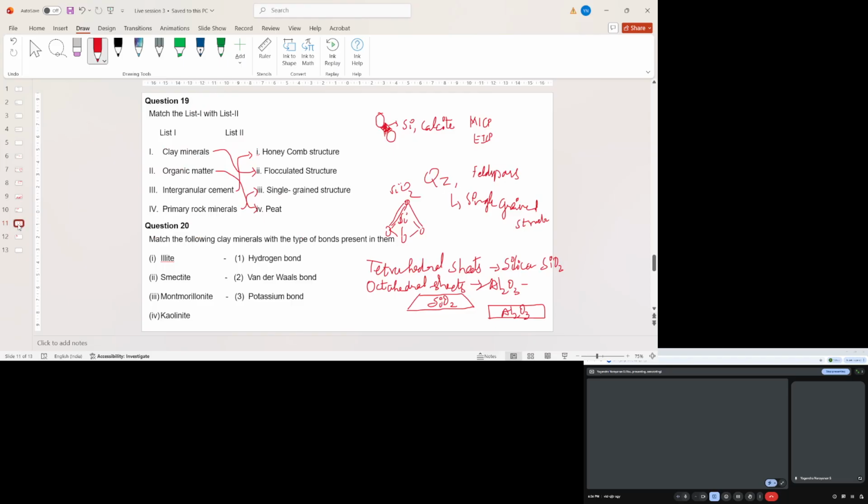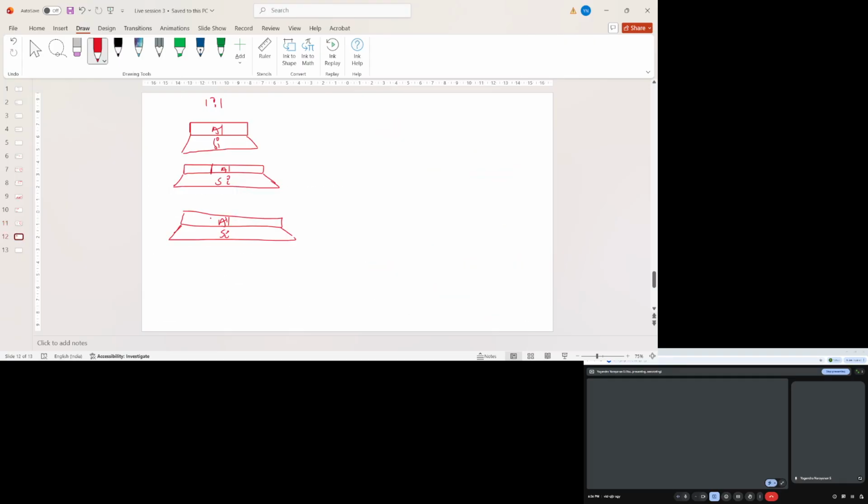In the case of kaolinite, it comprises these sheets which are bonded by hydrogen bonds, H bonds. So kaolinite is a 1:1 sheet with H bonds.